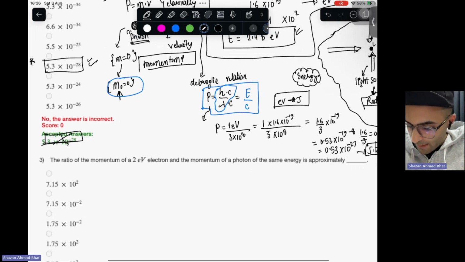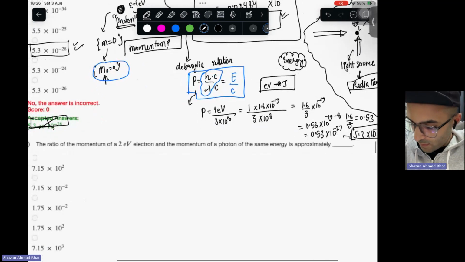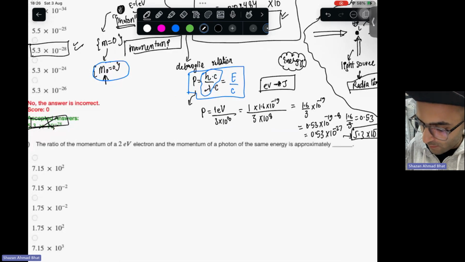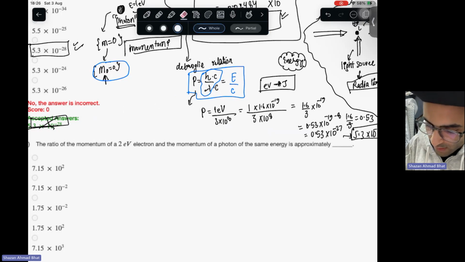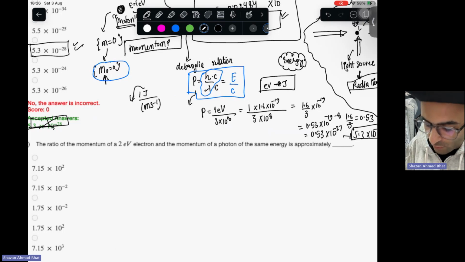Okay, so let me just clarify the units. Maybe if we have converted it from 1 electron volt to joules, we have multiplied it with 1.6 into 10 to the power minus 19. So you can write it as 1 joule divided by the unit of velocity, which is meter per second. Joule is the energy.